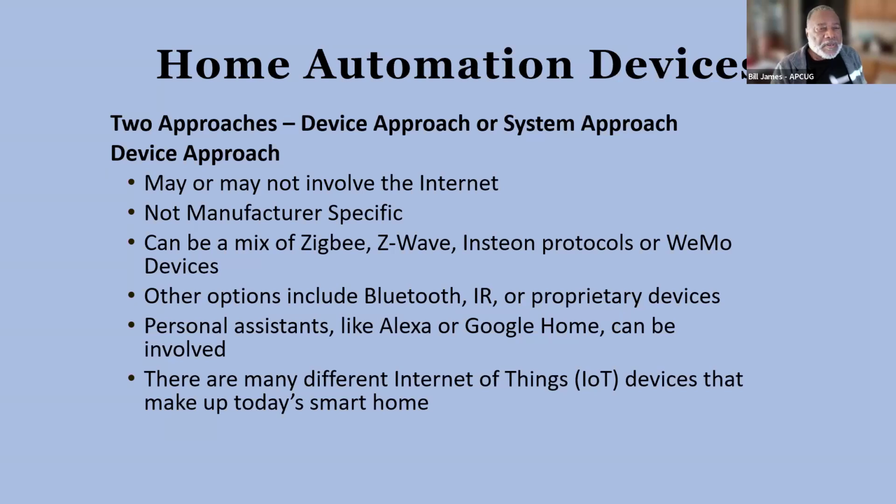If you're going to use the device approach, it may or may not involve using the internet, and it's not manufacturer specific. It can be a mix of various protocols such as Zigbee, Z-Wave, Insteon, or Wemo, and these are actually built-in operating systems in the device of how they connect. The other options would be Bluetooth or infrared, and they would include having personal assistants like Alexa and Google Home. They can be part of that system. There are many different types of devices that can be part of the Internet of Things to make up your smart home. You can have a mix and match approach.